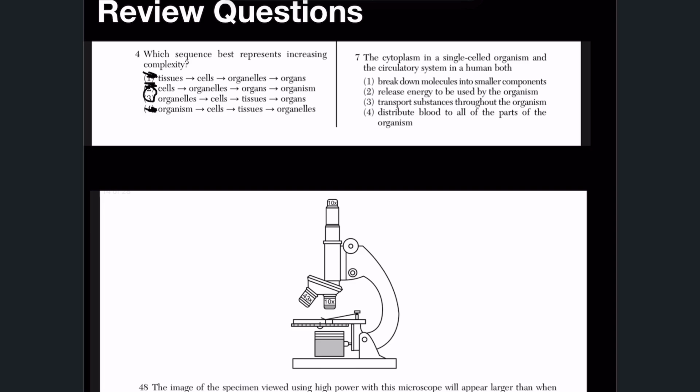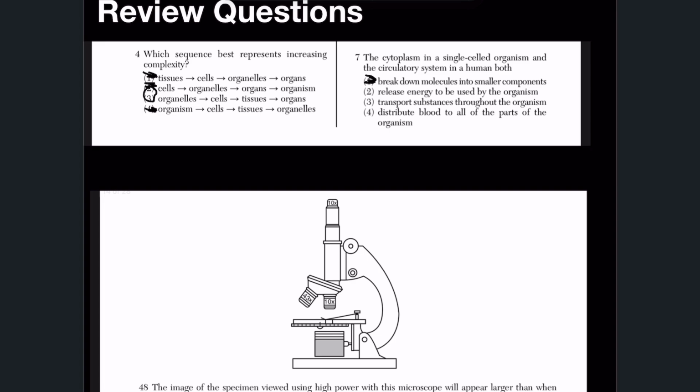Okay, so our next review question is: the cytoplasm in a single-celled organism and the circulatory system in a human both, either one, break down molecules into smaller components, which we know is not true because not only does the cytoplasm not break down smaller components, but neither does the circulatory system in humans.